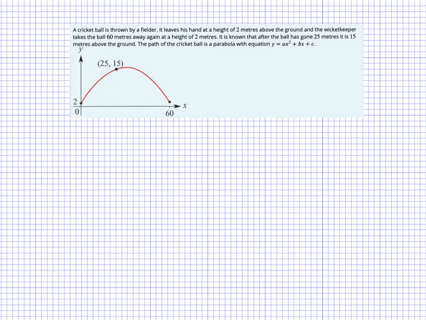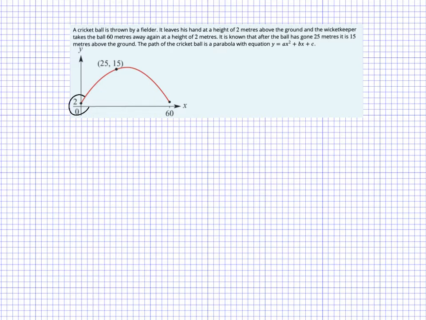It is horizontal distance. The question goes on to say, it is known that after the ball has gone 25 meters, it is 15 meters above the ground. So that's this point here they've given you in the middle, 25, 15. The path of the cricket ball is a parabola, which we can see, with an equation given in general form. So if you think back to the previous set, when we're given general form, we have to have 3 points that we can use. So let's start by identifying the 3 points.